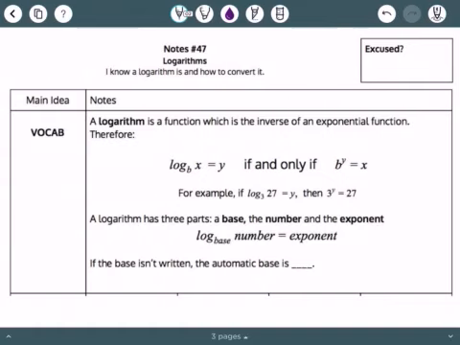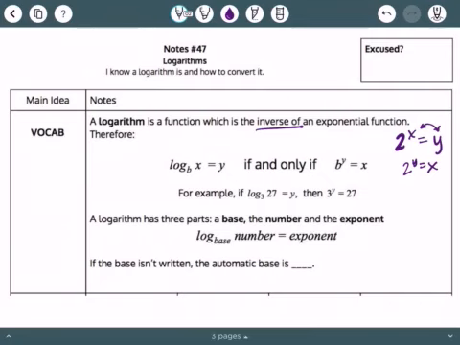So vocab, just to start, a logarithm is a function which is the inverse of an exponential. So if an exponential is 2 to the x equals y, then we would switch the x and y. We have 2 to the y equals x. That's what a logarithm is. It's pretty funky, but it's not ultimately that scary.